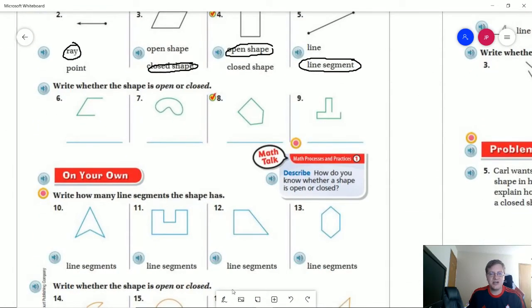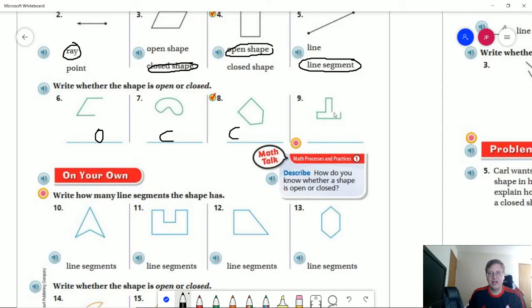Number 6, our shape would be open. Number 7, our shape is kind of rounded, but it is connected all the way around the shape. So that would be a closed shape. Number 8 would also be a closed shape. And number 9, we have a little bit of a gap here.